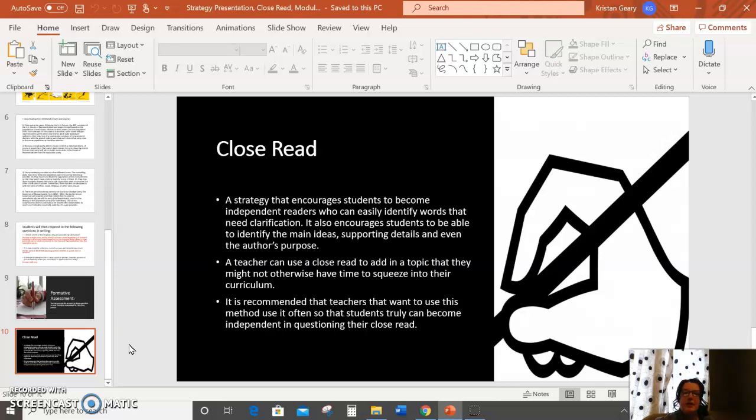easily identify words that need clarification. It also encourages students to be able to identify the main ideas, supporting details, and even the author's purpose. A teacher can use a close read to add in a topic that they might not otherwise have time to squeeze into their curriculum. And it is recommended that teachers that want to use this method use it often so that students can truly become independent in questioning their close reads.